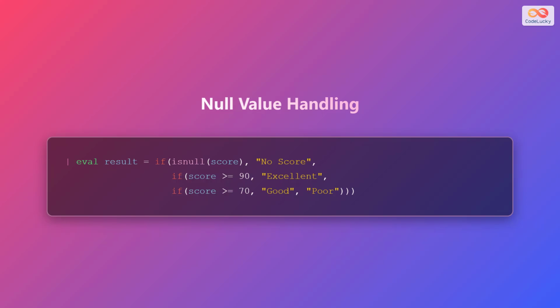Proper handling of null or missing values is crucial in data processing. This example demonstrates a 3-tier evaluation system. First, the isnull function checks if the score field contains a null value, returning no score if true. If the score exists, the nested logic evaluates the actual score value. Scores of 90 or above receive excellent, scores of 70 to 89 receive good, and scores below 70 receive poor. This pattern ensures that missing data is handled gracefully, while providing meaningful categorization for valid scores.